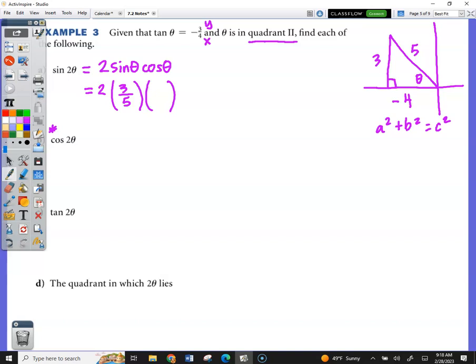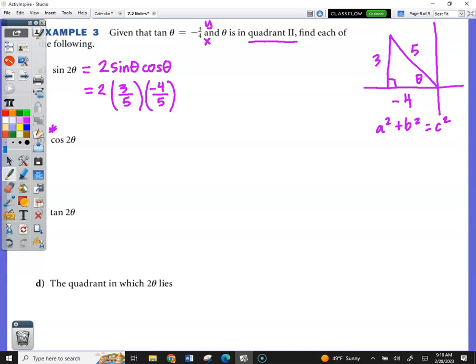Cosine is x over r, so what would that be? -4 over 5. The negative matters here. Absolutely matters. Then the beauty of it is you let the calculator clean this mess up. Get comfortable with ugly fractions. This question, the answer is always really ugly fractions.